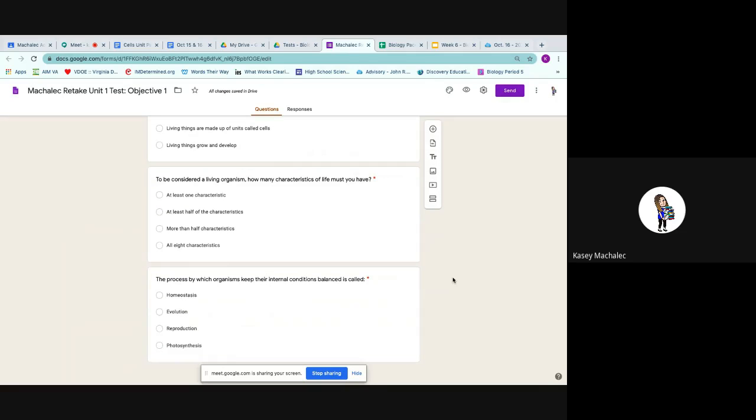And then the last question, the process by which organisms keep their internal conditions balanced is called homeostasis, evolution, reproduction, or photosynthesis. The process by which organisms keep their internal conditions balanced.